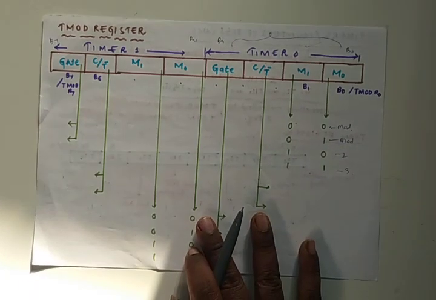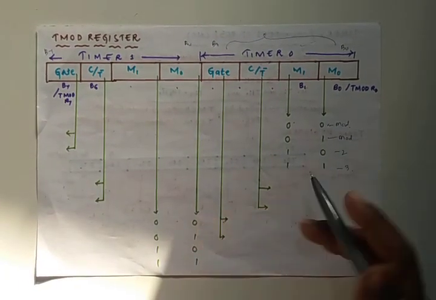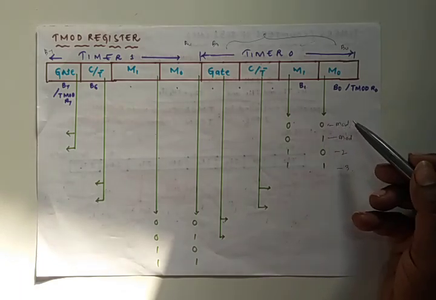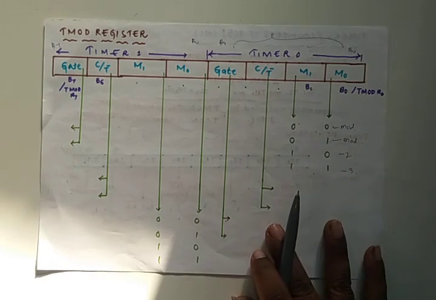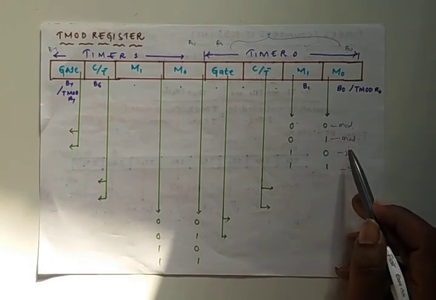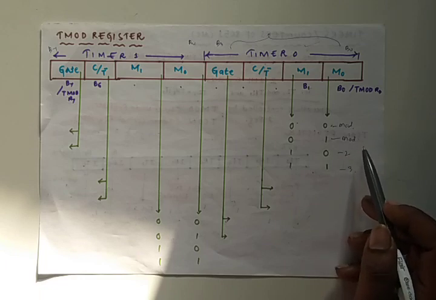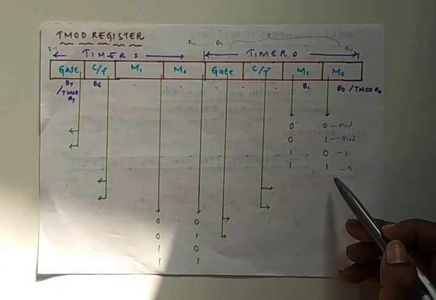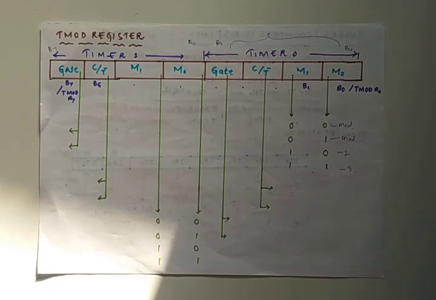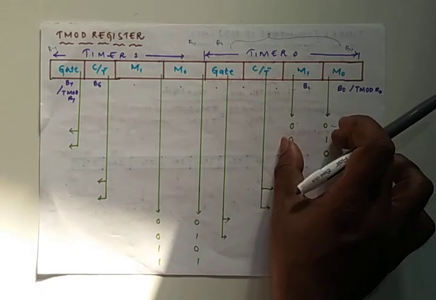Simple logic here. Whenever it is 0 0, it operates as timer 0 so that the 13-bit timer can be used. Here the 16-bit timer can be used. Here an 8-bit auto-reloaded timer 0 can be used. Here in mode 3, two separate 8-bit counters for timer 0 and timer 1. So these 2 bits are completed.